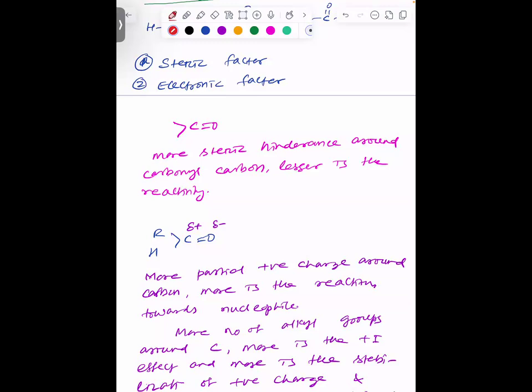First, around the carbonyl carbon, in formaldehyde there are two hydrogen atoms. In other aldehydes there is one hydrogen and one alkyl group, and in ketones two alkyl groups. Steric hindrance and crowding are higher where bulky groups are present. Alkyl groups are bulky, and hydrogen is the least bulky group. So with hydrogens around the carbonyl carbon, it is least bulky, so the rate of attack is more.